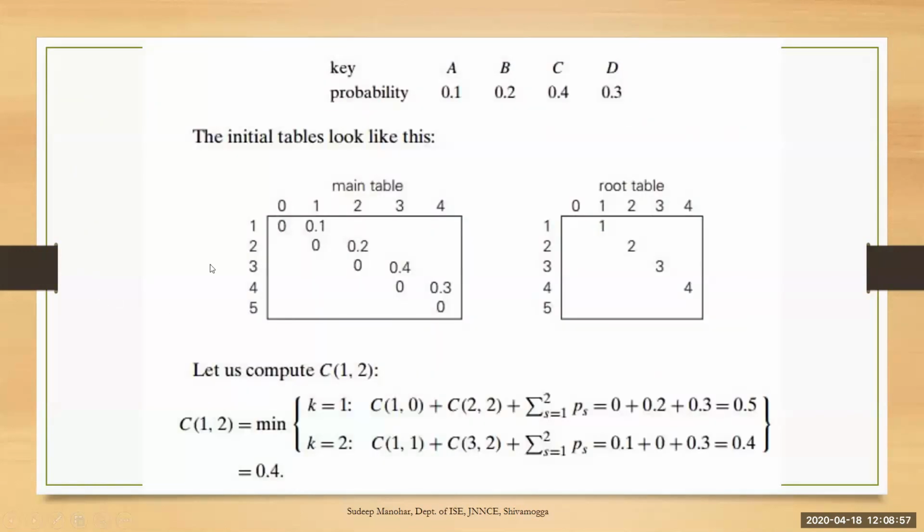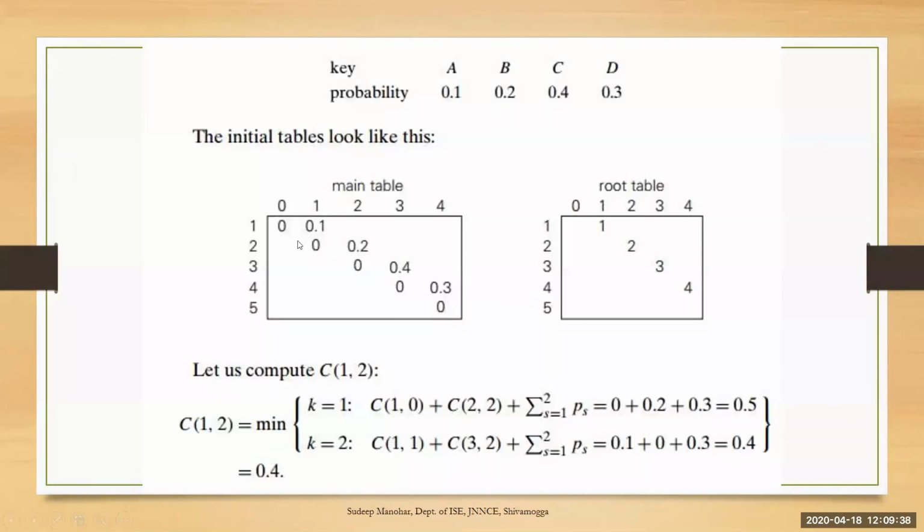Now these are the initial things. We need two tables. One is the main table, the other one is the root table. As I told, the row number starts from 1 and there are 5 rows, because the row number goes till n plus 1. 4 plus 1 is 5. So rows are numbered 1 to 5, and the column number starts from 0 till n. So 0 till 4, n is 4. This is how you should number the rows and columns. If there is any mistake in this, then the whole output or result will be wrong. Please take care that you give the proper numbers for the rows and columns.